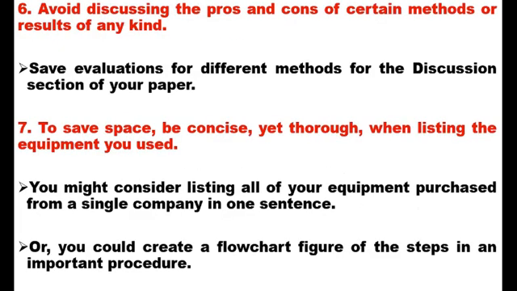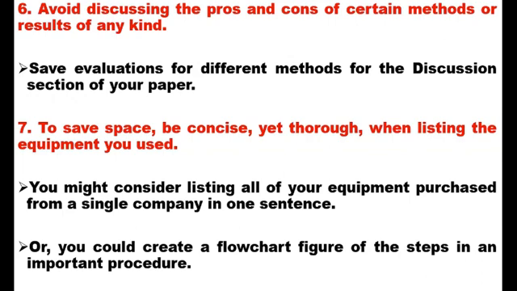Now, avoid discussing the pros and the cons of certain methods or results of any kind. Save evaluation of different methods for the discussion section. Okay, do not tell us the advantages or the disadvantages of the method you are using. That can be seen in the result and discussion section. Just cite the reference, adopt the method, and use the method. And then in the result and discussion section, you can now begin to discuss.